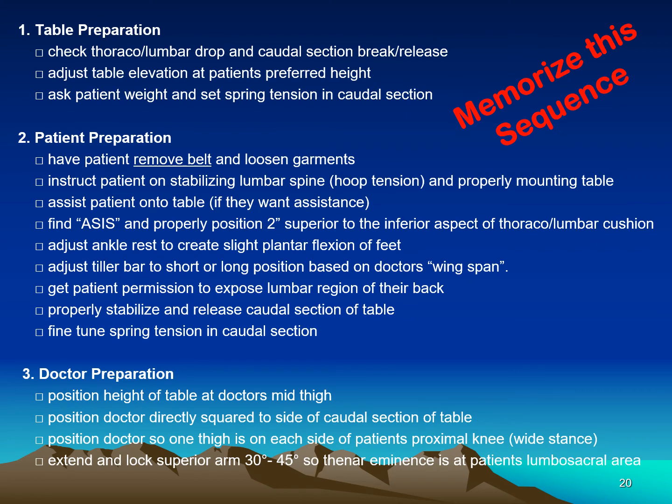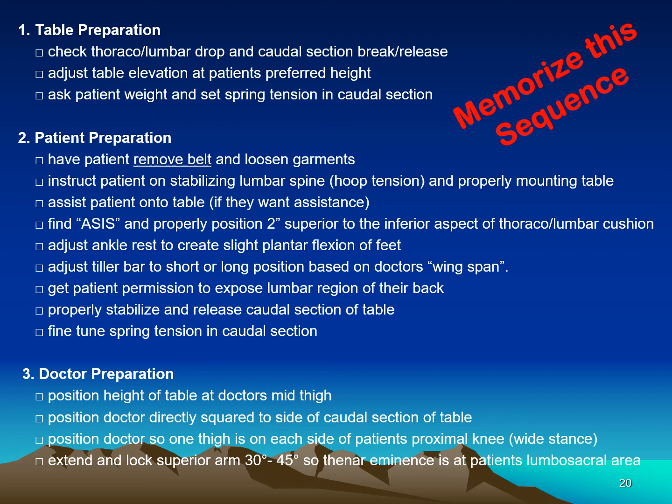Okay, so with table preparation, we always check and make sure if there are drops on the table that they're not activated, because that would be very jarring for the patient to try and mount the table and all of a sudden have a drop release. We also make sure that the caudal section is secure. So in other words, the brake that releases and then once again locks the caudal section, that brake needs to be locked. And then we ask the patient if they have a preferred height, which they will, and you can show them how the table elevates, and just let them choose a height that suits their condition or their pain. And then you ask the patient their weight, and you set the spring tension according to their weight. And again, that is demonstrated on the video.